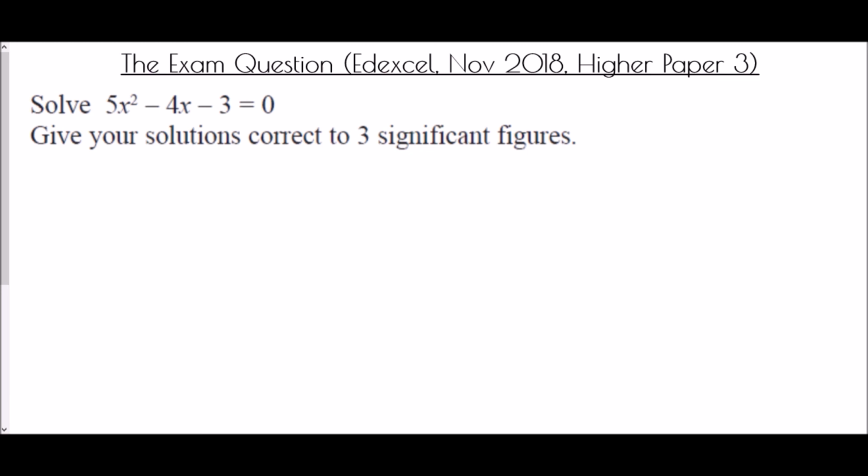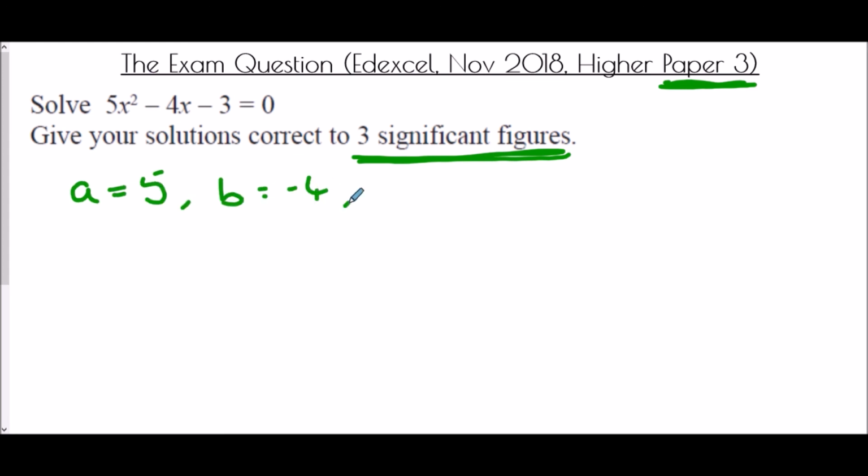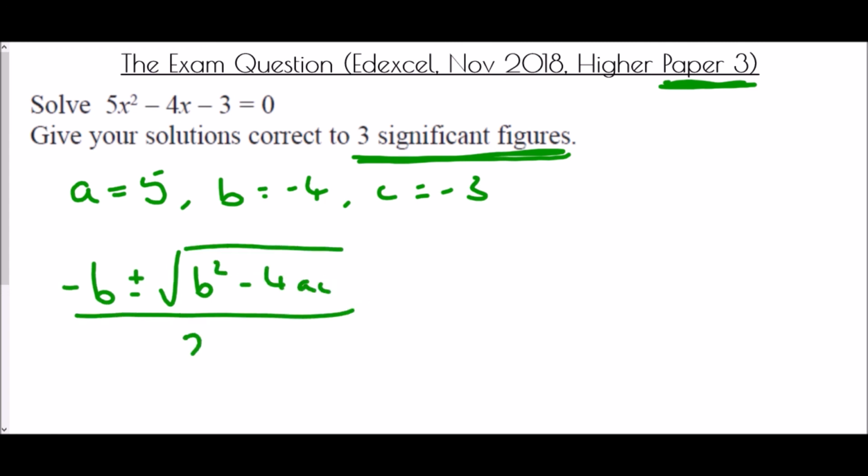Well, there are a couple of clues. First of all, it's paper 3. It's a calculator question. So it would suggest that we would rather use a calculator than do some factorising. But also, the fact that the answer has to be given to 3 significant figures is a suggestion that this is not going to be something that we need to factorise. And so in this case, I'm going to use the formula. A equals 5, B equals -4, C equals -3. And then I'm going to put each of those into the formula. So I have -b plus or minus the square root b squared minus 4ac all over 2a.